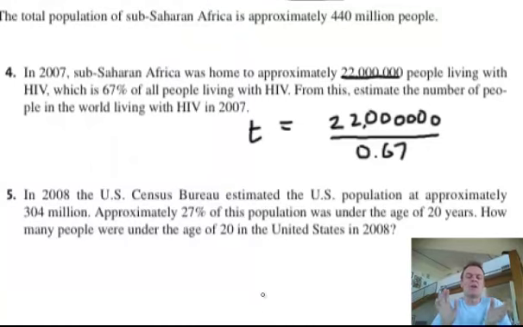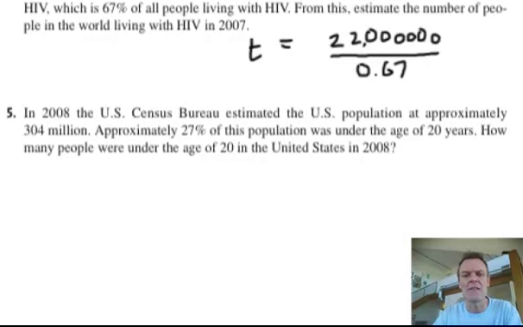Look at question 5, the last one I'll do in this video, because this is going back to basics really. I think in the previous video I said, here's the important information. 27% of the population of the US is under 20 years old. Here's the population of the US. So all I need to say is, what is 27%? Remember, write that as a decimal.